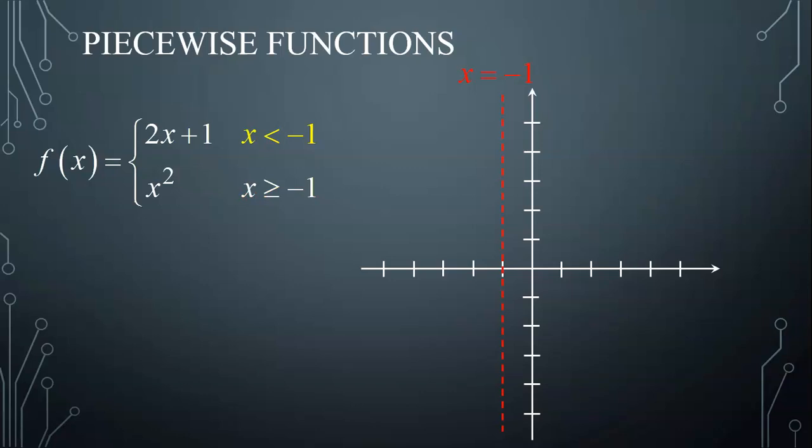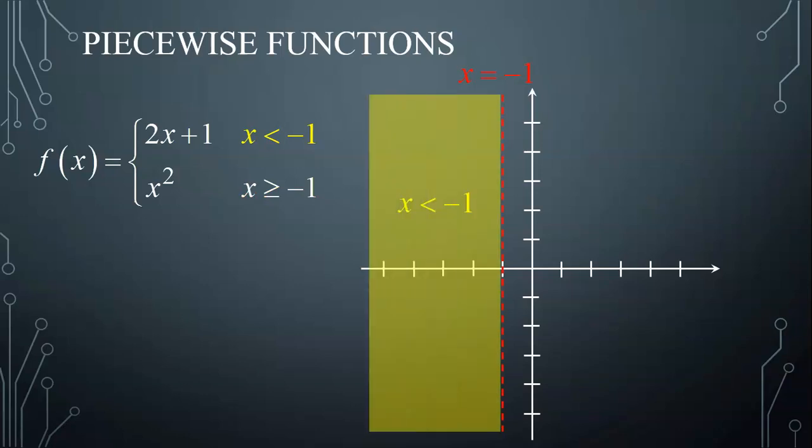Now, when x is smaller than negative 1, that is on the coordinate system, the region to the left of x equals negative 1, our function is defined by y equals 2x plus 1. However, I start by graphing that function over all R and then remove the part of that curve that falls outside our given region.